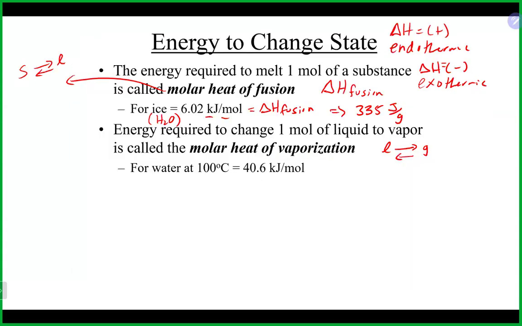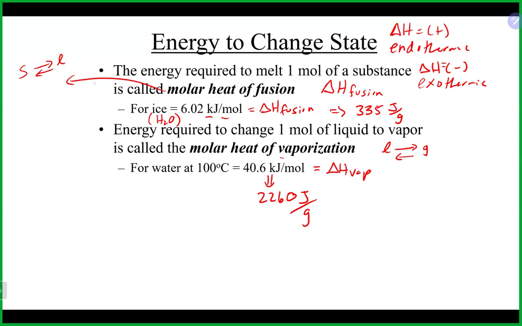And the energy required for that transition is the molar heat of vaporization. So this is the delta H of vaporization, as it is sometimes referred to. For liquid water, that is 40.6 kilojoules per mole, which is roughly 2260 joules per gram. Now, this is the energy required to simply take that liquid water at 100 degrees and change it to steam or gas at 100 degrees. Again, not changing the temperature or anything like that.